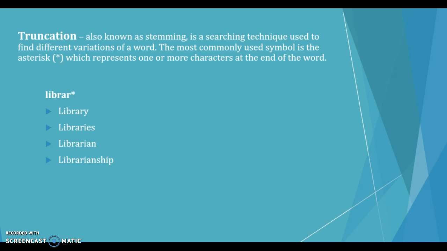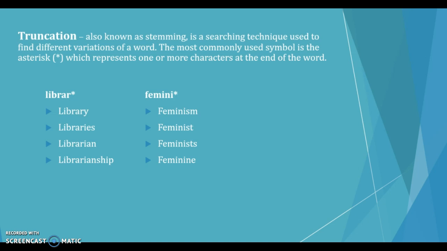In the second example, I would like to conduct a search on feminism. So I input the root stem of my search term by removing the S and the M from the end of the word. Because the asterisk symbol represents one or more letters, it will retrieve results such as feminism, feminist, feminists, and feminine.